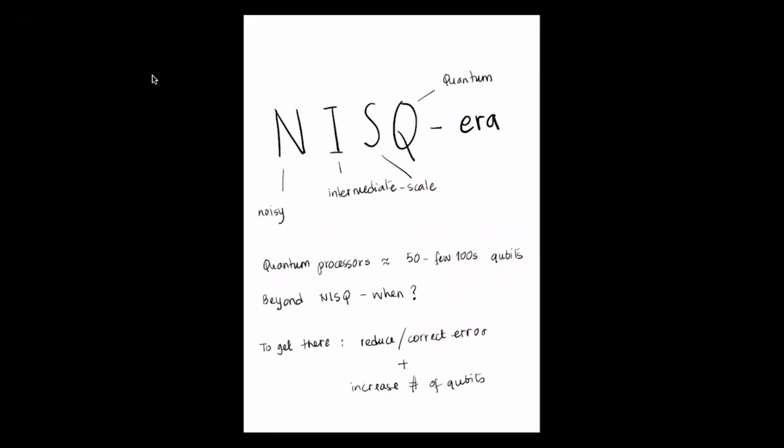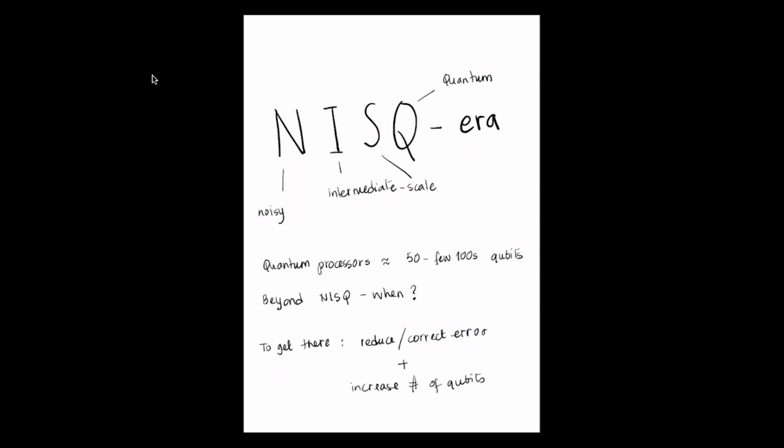So we are in the NISQ era. What does it basically mean? Noisy means that the quantum processors that we have right now are sensitive to the environment, and when they interact with the environment, they lose their quantumness. So this is the noise part, and this is what error correction tries to correct. It doesn't try to control it, it lets it happen and then it corrects it. Okay, so that's the noisy part.